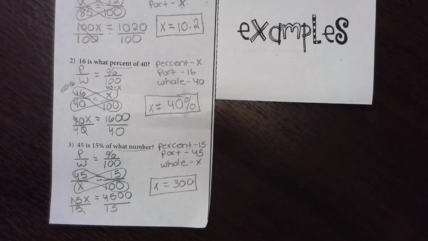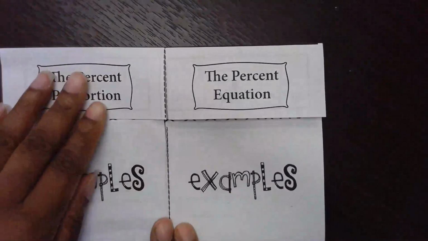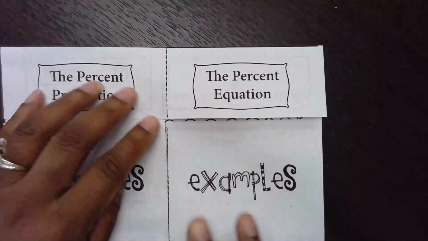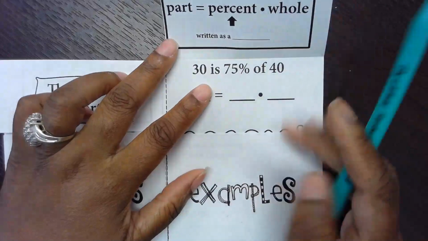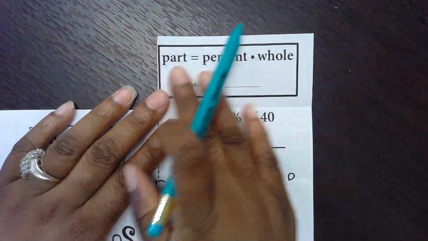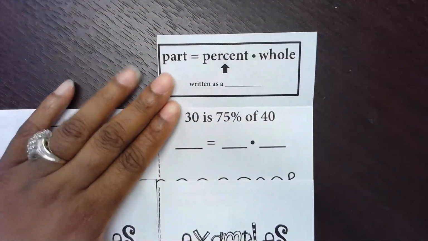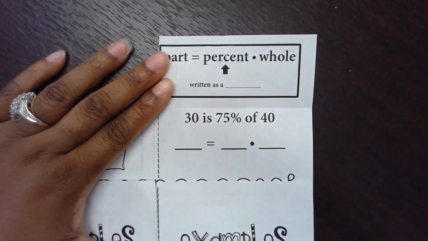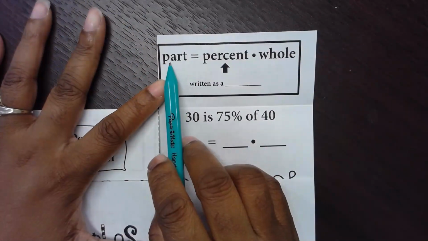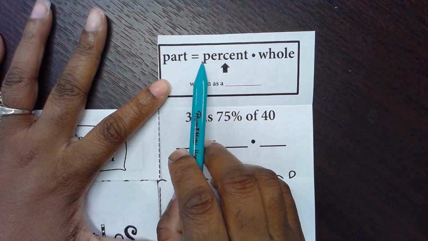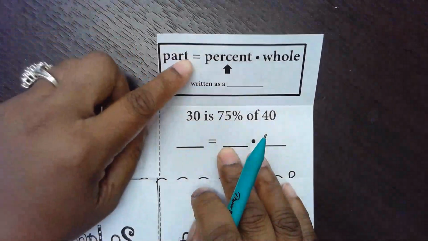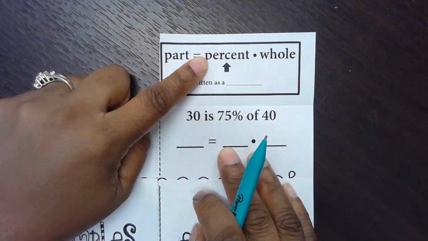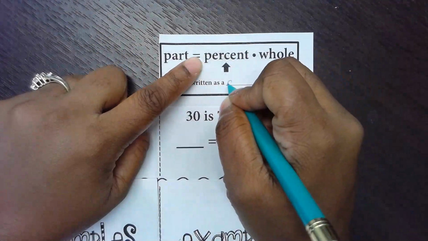Okay, now we're going to talk about the percent equation. The percent equation is just another way to solve for a part, percent, or whole, one of these that are missing. It's just another way to do what we just did. So you are given an equation. Part equals percent times whole. Except in this situation, the percent is written as a decimal.